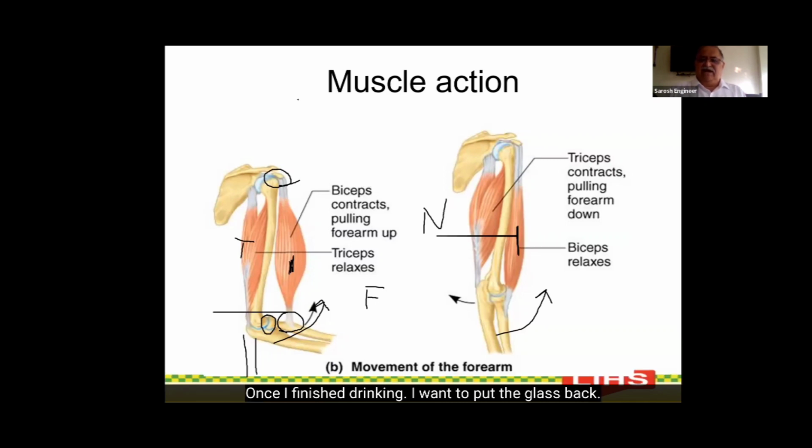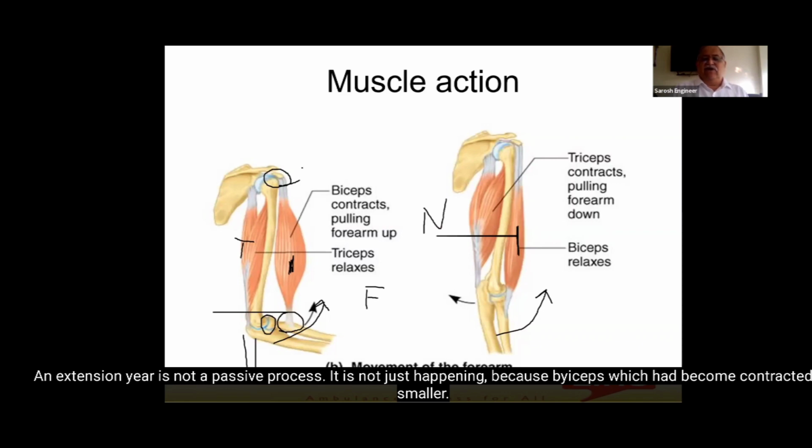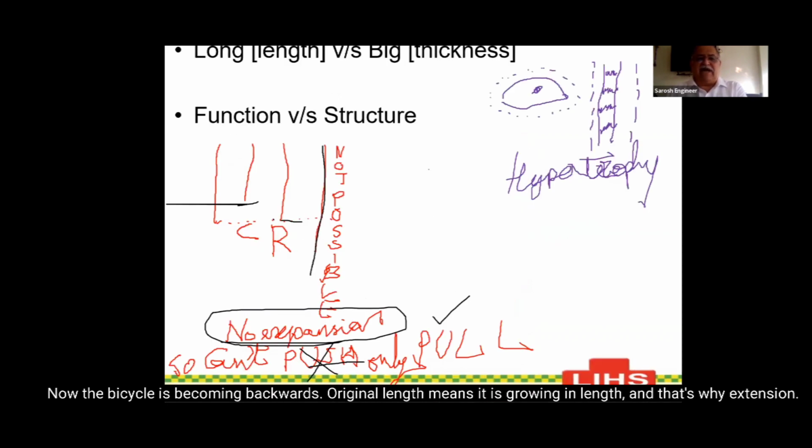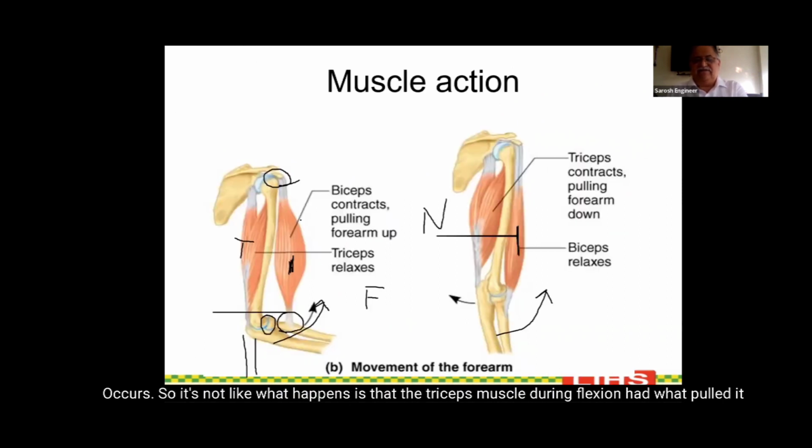Once I finish drinking, I want to put the glass back. I don't want to sit there holding the glass near my mouth only. To do that, I have to undo flexion, means extension has to occur. And extension here is not a passive process. It is not just happening because the biceps, which had become contracted smaller, is now becoming back to its original length, means it is growing in length, and that's why extension occurs. No, it's not like this.